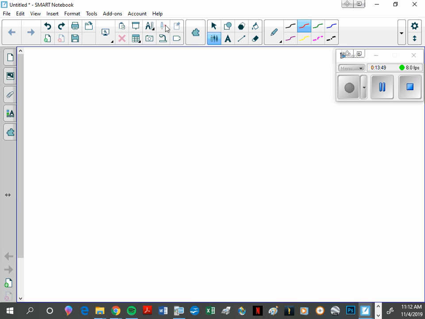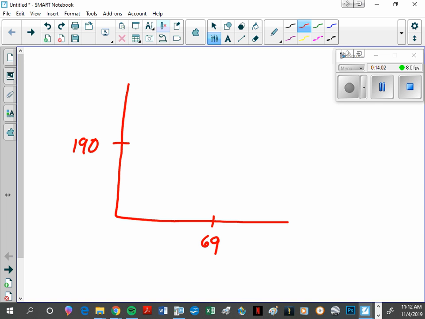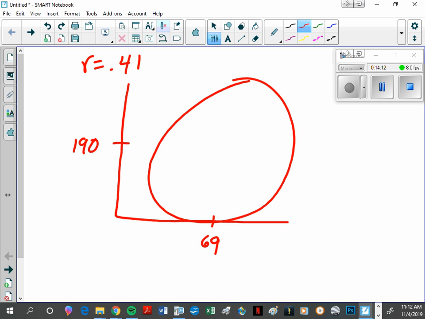All right, for men age 18 and over in Haynes 5, we have an average of 69 inches tall and an average of 190 pounds. And our R value is 0.41, which is really egg-shaped. Something like that. So here's my point of averages. Here is my SD line. And the SD of the X's is 3. And the SD of the Y's is 42.